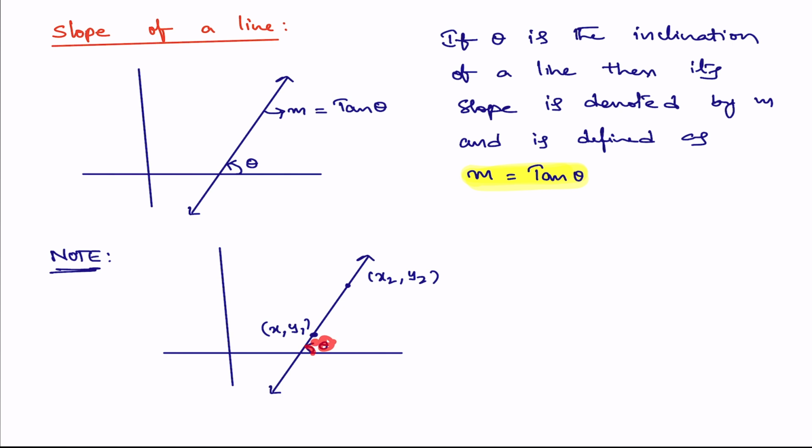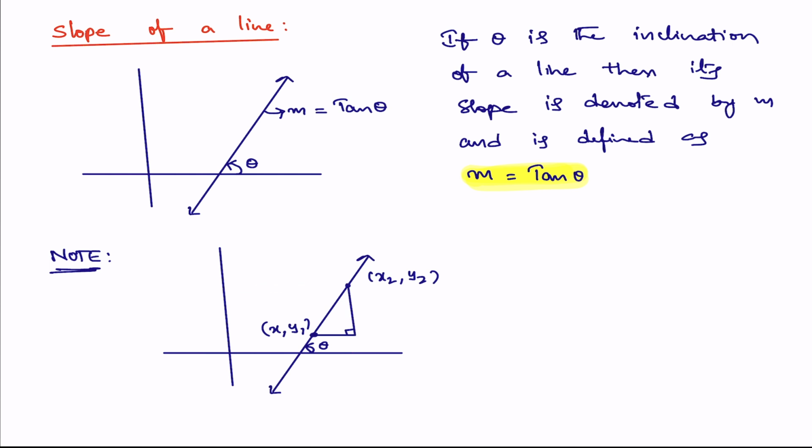Suppose theta is the inclination of this line. Then the slope of this line is nothing but tan theta. What is this point? x1, y1. As this point is x1, y1, this length is x1 and this length is y1. As this point is x2, y2, this length is x2 and this length is y2.